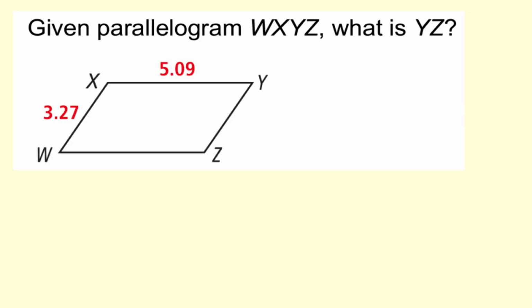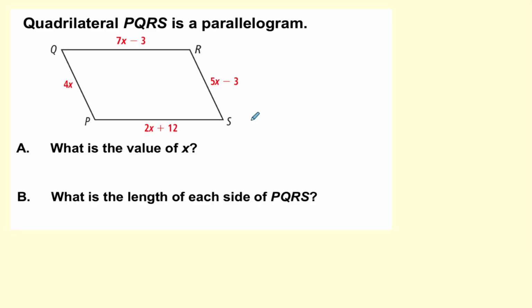Let's go ahead and use this. This is a parallelogram, so if this is 3.27, this will be 3.27. If this is 5.09, this will be 5.09. Now we can use this idea to do problems that will require a little bit more work.